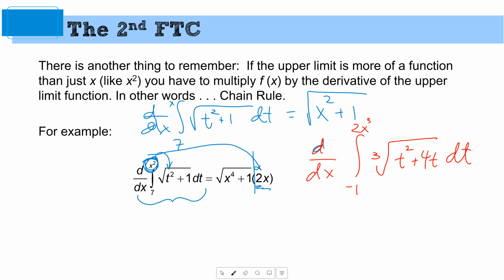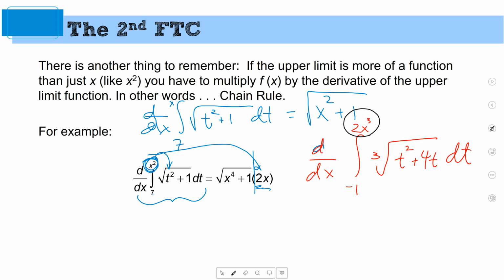And again, I'll tell you what's going to happen at some point in time: you're going to forget about this and start trying to figure out how to take the antiderivative of t squared plus 4t to the 1/3 power, and you're going to go insane. Therefore, remember the second fundamental theorem of calculus.